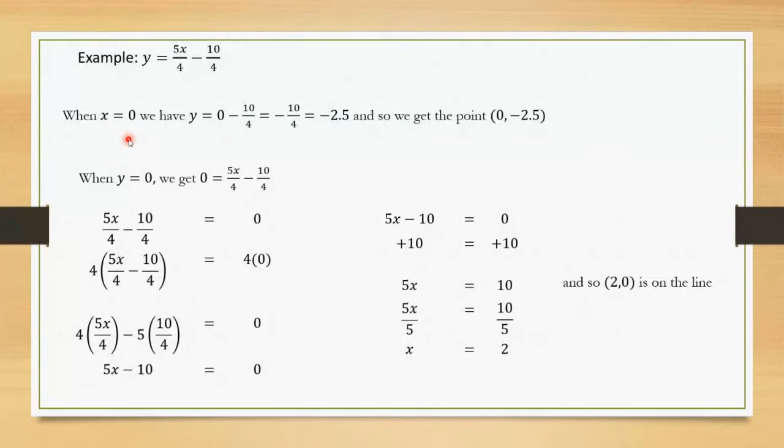So let's take x to be 0. Then we want to figure out what y is. We're looking for the point on the line when x is 0. Replacing x by 0, y is 0 minus 10 over 4. The 5x over 4 is gone, and we get minus 10 over 4. Of course, as a decimal, that's minus 2.5. But this is telling us this point has to be on the line. So even without graphing this, we found a point on that line. Basically, we found a solution to this equation, which is an ordered pair that satisfies the equation.